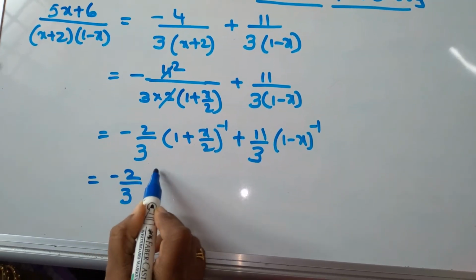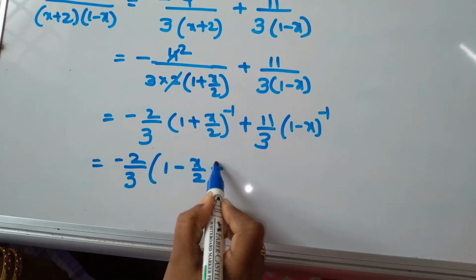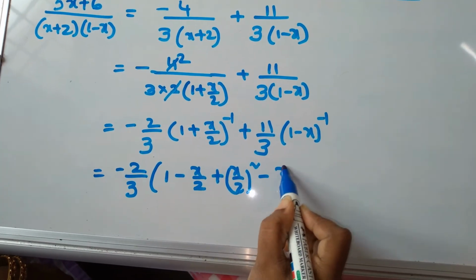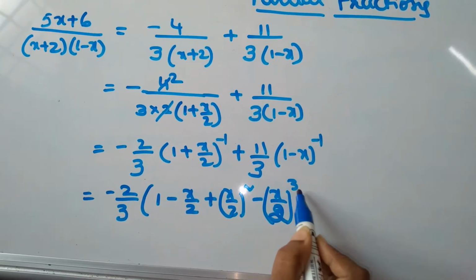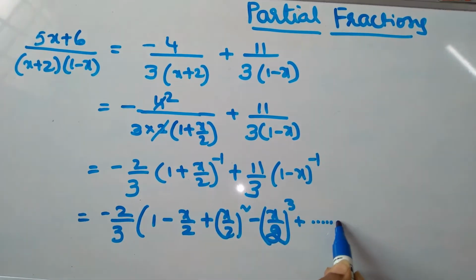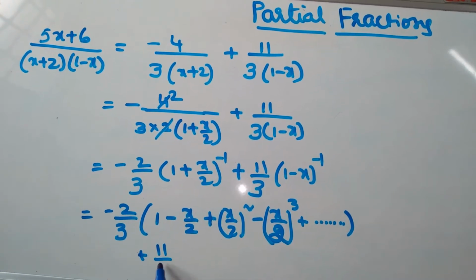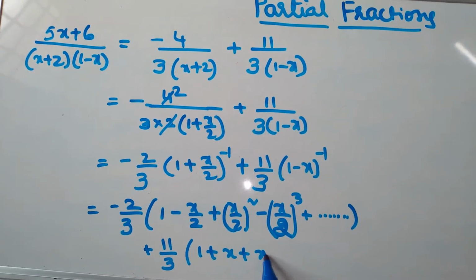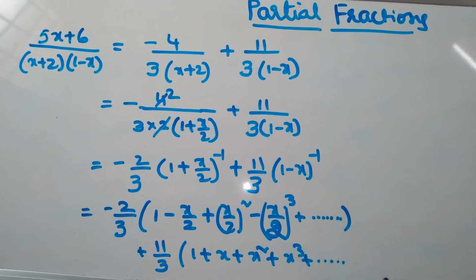Minus 2 by 3 into (1 minus x by 2 plus (x by 2) whole square minus (x by 2) whole cube, and so on), plus 11 by 3 into (1 plus x plus x square plus x cube plus so on).